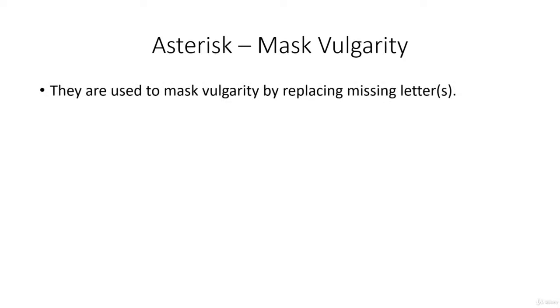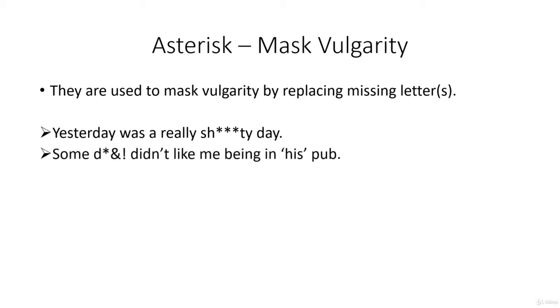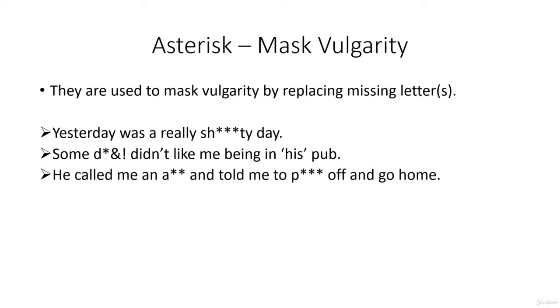Another place we use an asterisk or asterisks is to mask vulgarity by replacing missing letters. So we might have something like, yesterday was a really shitty day. Some dick didn't like me being in his pub, so he called me an ass and told me to piss off and go home. So what we've done is, like this, the presumably vulgar words like shitty and dick and ass and piss, we've just replaced some of the letters with an asterisk.